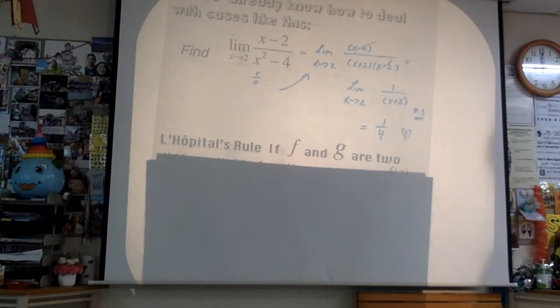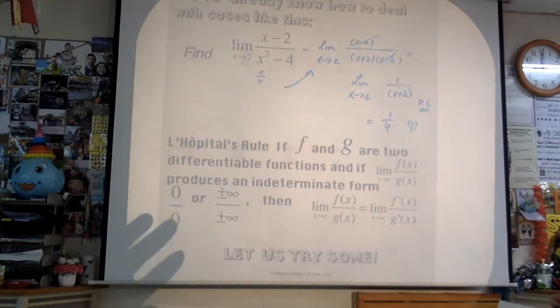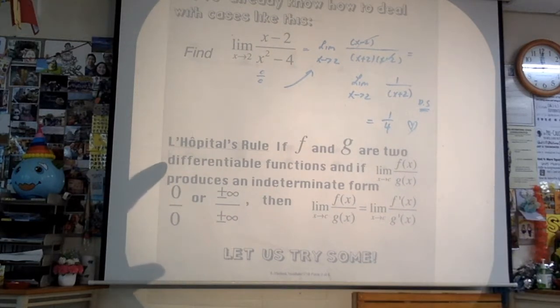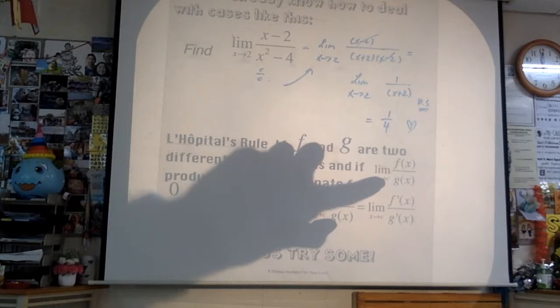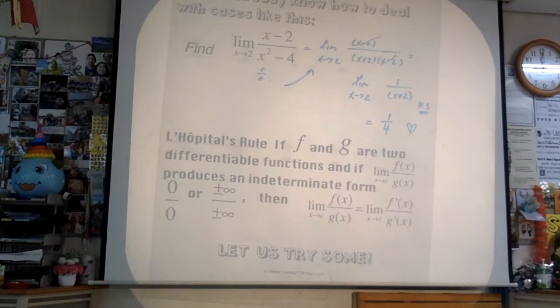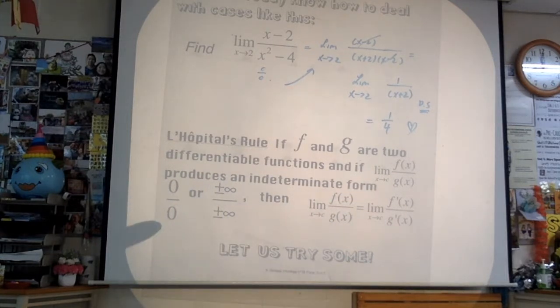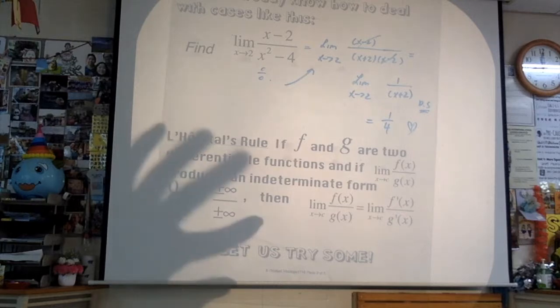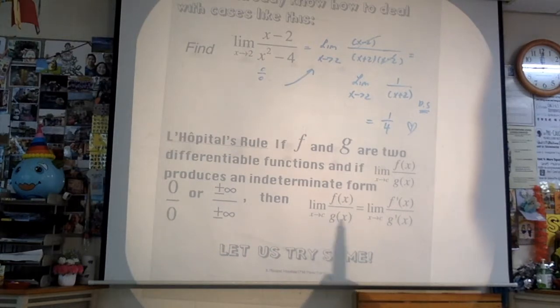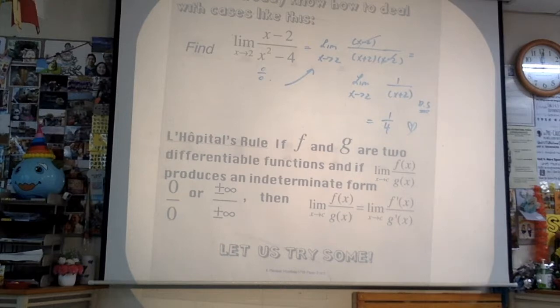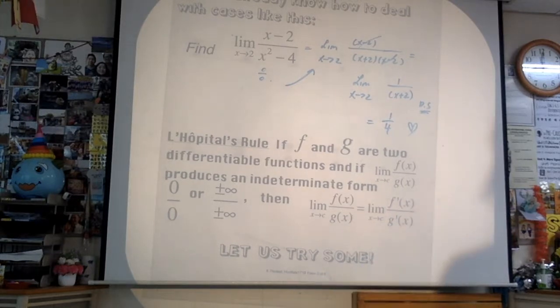Okay, now let's go here. Definition of L'Hopital's rule. If f and g are two differentiable functions, and if the limit as x approaches c of f of x over g of x, and they're both differentiable, produces an indeterminate form of 0 over 0 or infinity over infinity, then the limit as x approaches c of f of x over g of x is equal to the limit as x approaches c of f prime of x over g prime of x. So simply taking the derivative of both top and bottom will produce the limit. And that's L'Hopital's rule.